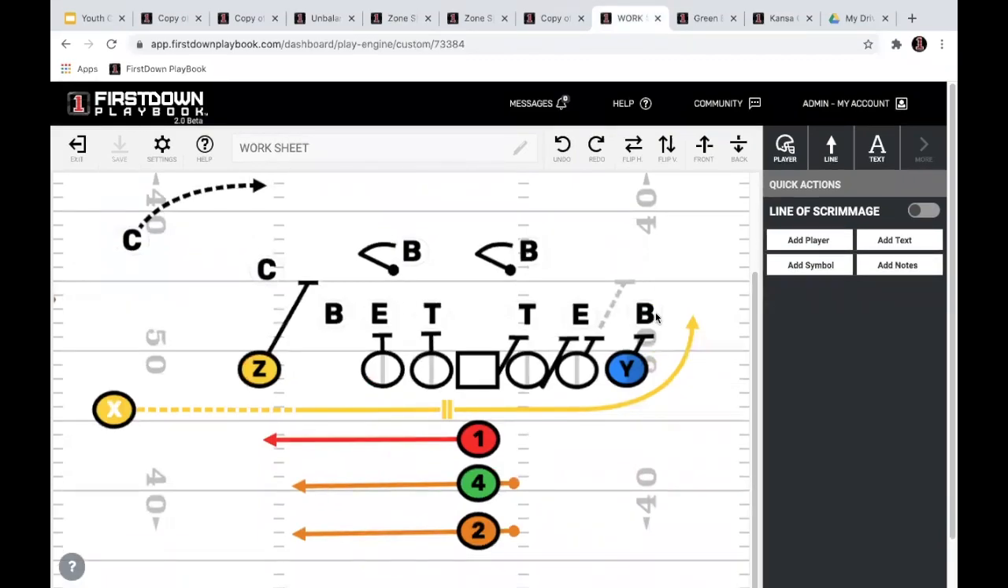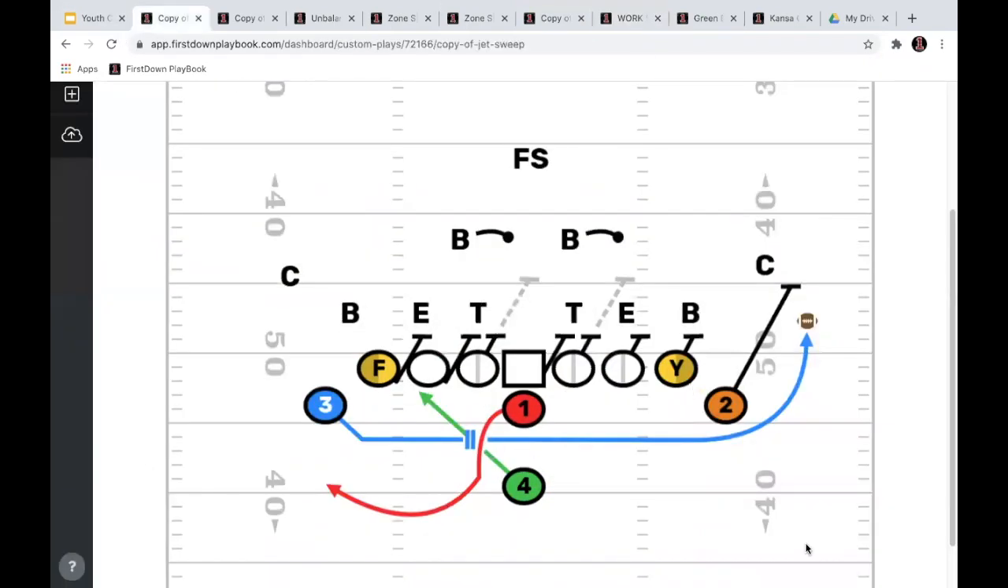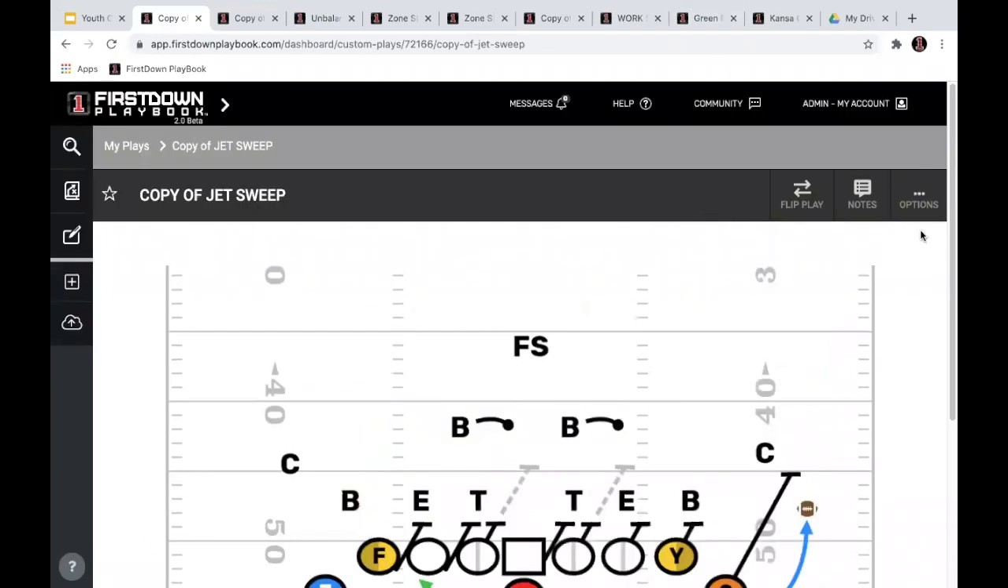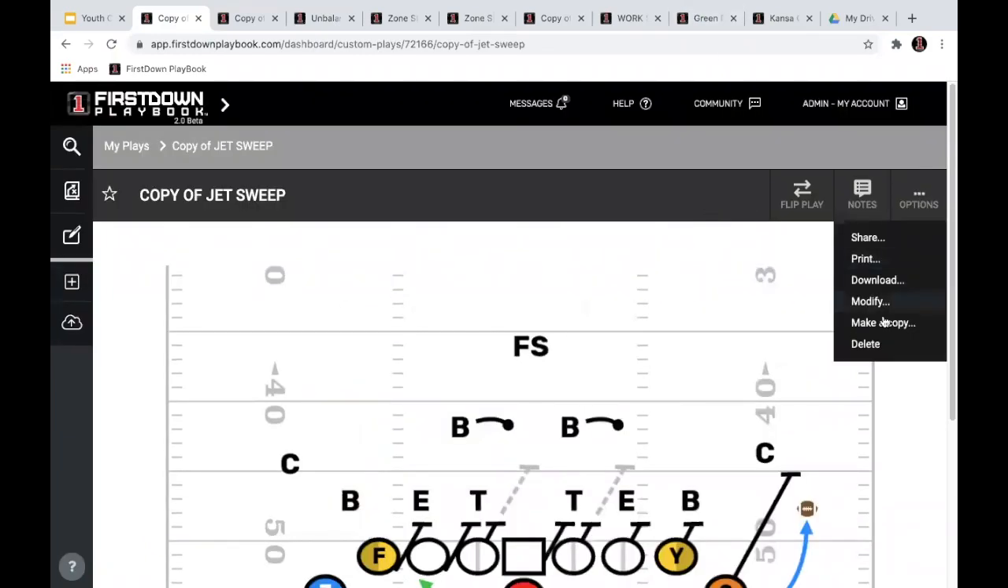Yes, this one is coming from Scott. How would you line up for the jet if running the double wing out of shotgun? All right, let's go back over here. So did you say Scott, Kendall? I can barely hear you. Yes, Scott. Okay. All right, Scott, well, let's go in here. Let's edit this.